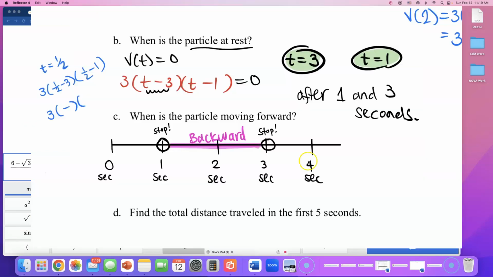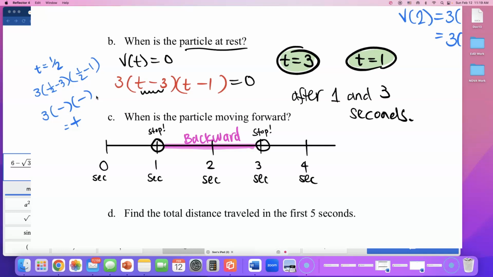Oh, here it is. If I do half minus 1, that's also going to be negative, right? So positive 3 times negative, that's going to be a positive number. So what we know is that the particle is moving forward when it first starts, but it's going to be stopped at 1 second and it's going to go back.